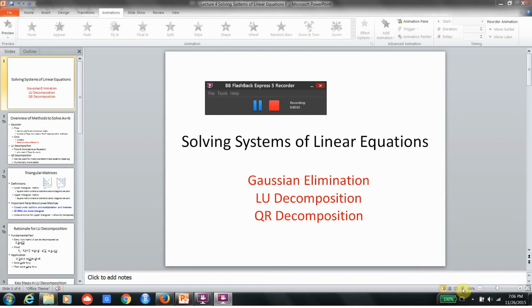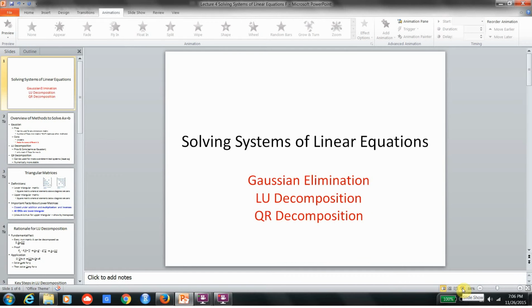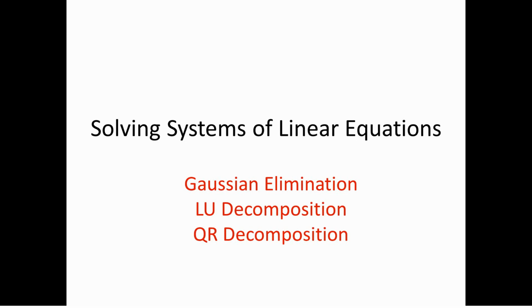Okay, so now that we have a good grasp on Gaussian elimination and some general properties of matrices, we're going to look at different ways of solving systems of linear equations. And we've already covered Gaussian elimination. So now we're going to talk about the two other methods that are commonly used. And there are actually others.